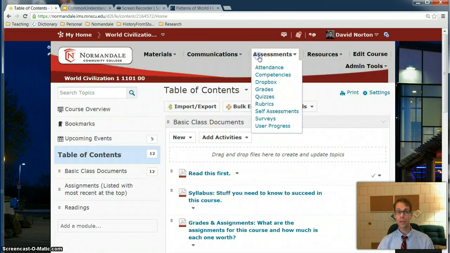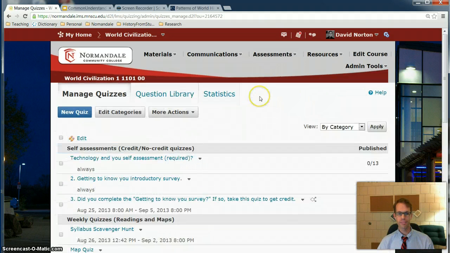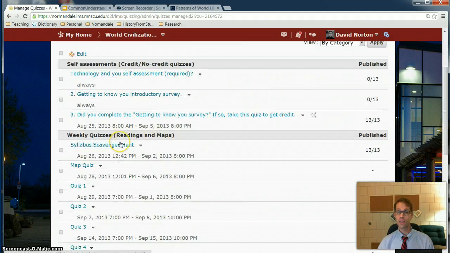Then once you've read through it, perhaps printed it out, you can go to quizzes and take the syllabus scavenger hunt. You can take it as many times as you want, until you get 100%, but it ensures that you're familiar with the syllabus and the policies for this course.